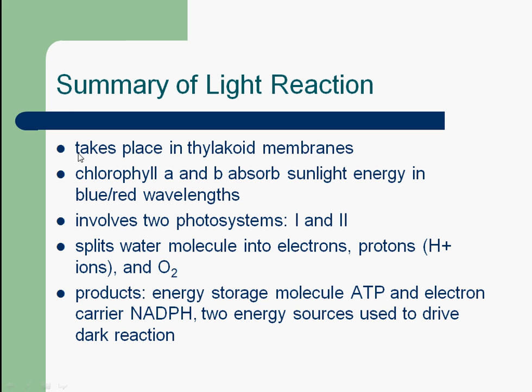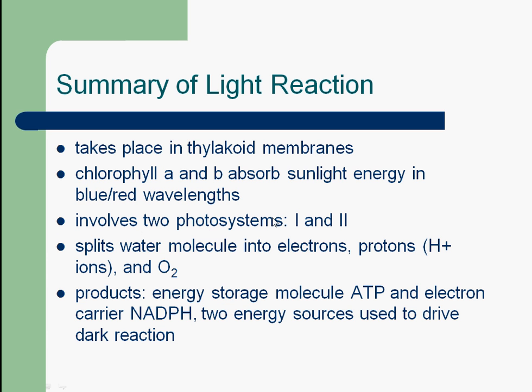The summary of the light reactions is here in these 5 bullet points. And basically, light reactions, as I said previously, take place in the thylakoid membranes. It is chlorophyll A and B, which is responsible for absorbing the sunlight, and it absorbs blue and red wavelengths, and it reflects, you got it, green wavelengths, which gives it its green color.